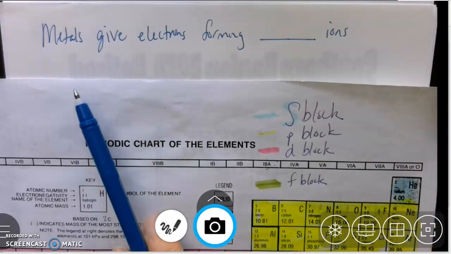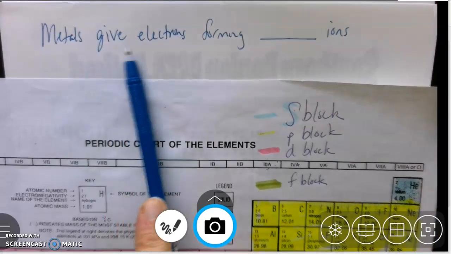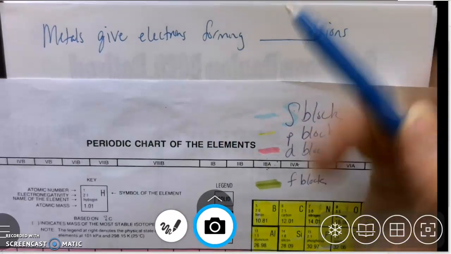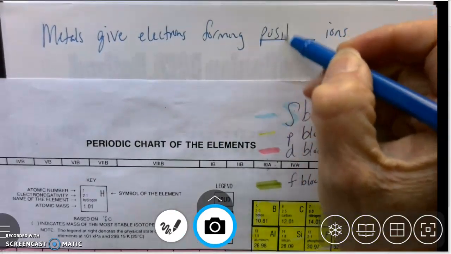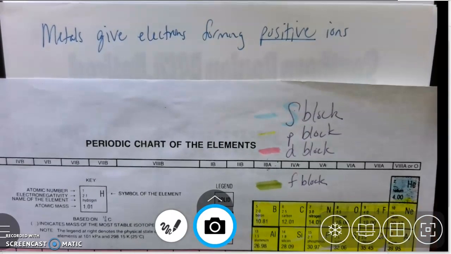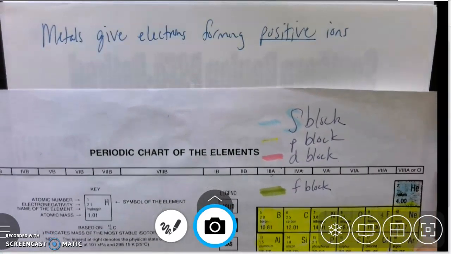So one of the things we're going to focus on are just the metals. So metals give electrons away, forming positive ions. So again, I would just keep some notes as you're going through this.